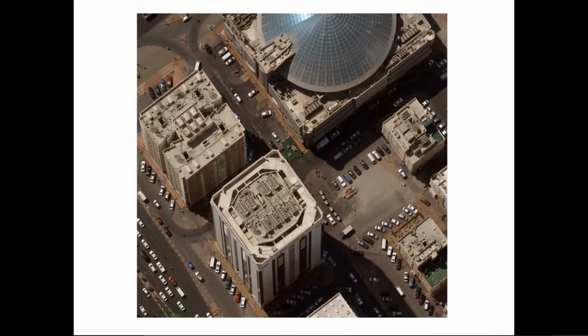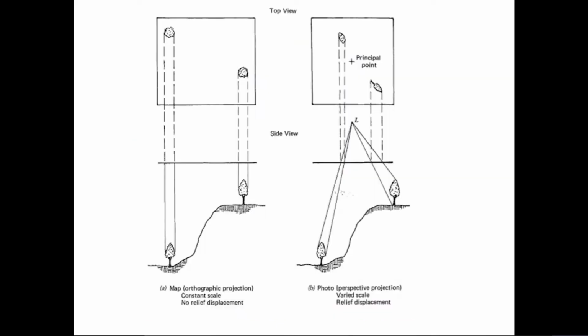But there is one catch to this relief displacement. There is one advantage to this relief displacement, which is you can actually calculate the height of a particular object using this relief displacement. So here you can see another image showing the difference between the orthographic projection and the perspective projection. You can see there are two trees which are at two different elevations. So here you can see how the trees seem to lean away from their base, isn't it?